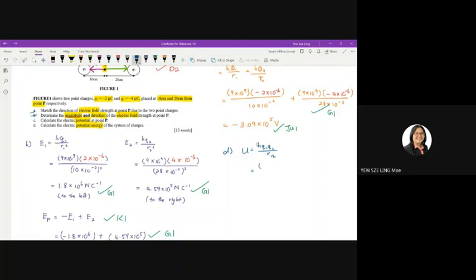Now, when it comes to this one, energy is also a scalar quantity. You need to take into consideration the sign convention. So you will have -2 times 10 to the power of -6, and then here would be -4 times 10 to the power of -6.